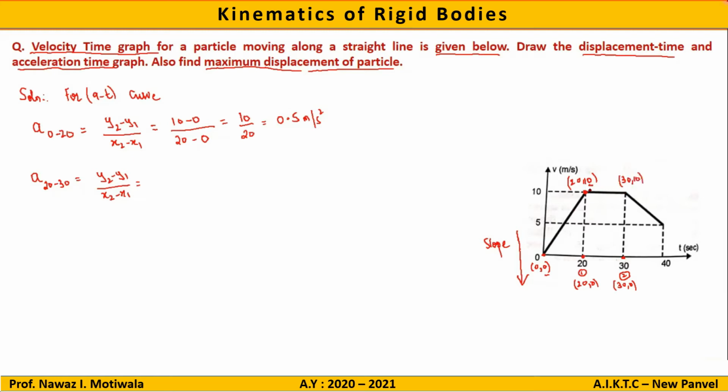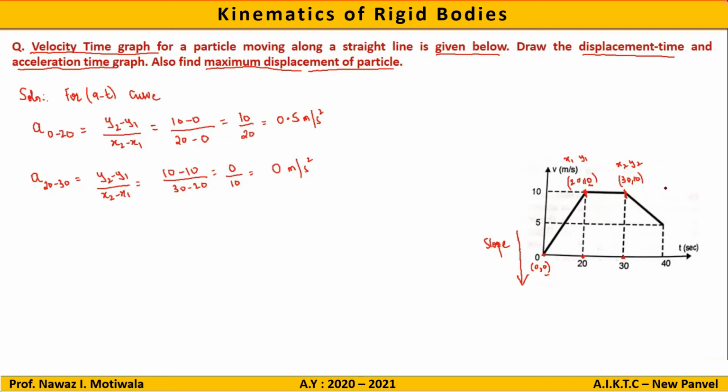Now the curve starts from here and ends at this point. So this will be my x1, y1, and this will be my x2, y2. Now y2 minus y1, so it will be 10 minus 10 divided by x2 minus x1, that is 30 minus 20. So 10 minus 10 gives me 0 upon 10, which is equal to 0 meter per second square.